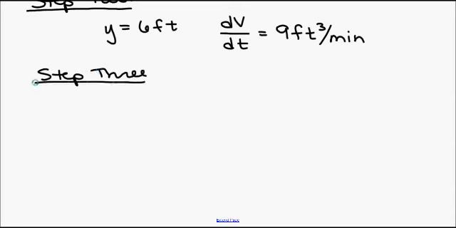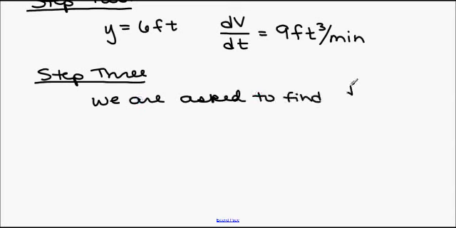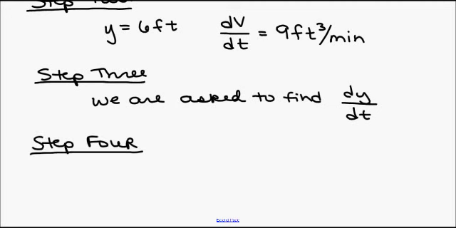Step 3 says write down what we are asked to find. This is usually a rate expressed as a derivative. So we are asked to find dy/dt, the rate of change of the water level with respect to time. It says how fast is the water level rising? y is the water level, t is time.